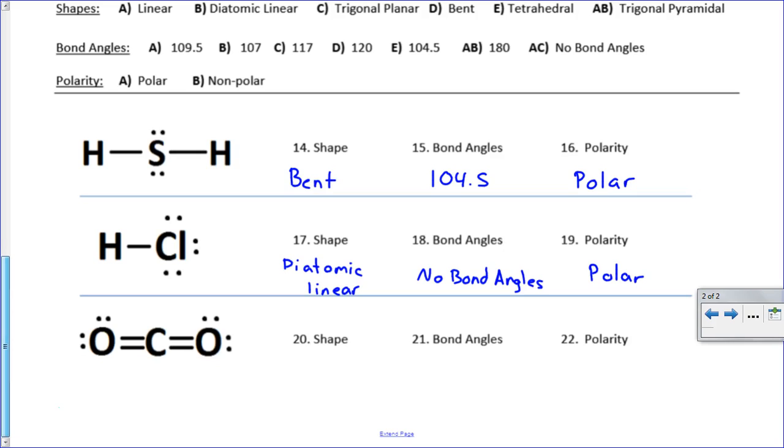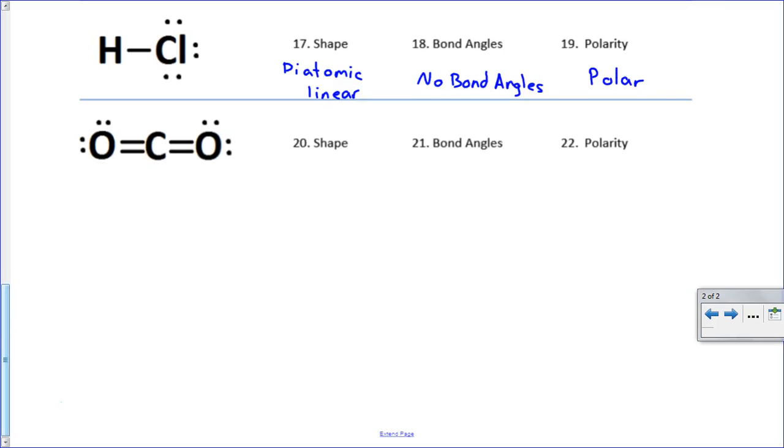CO2 here is linear. We know that because if you look at the carbon, since we're only looking at the central atom, count the electron domains: it has 2 domains on it. It's got a double bond on the left and a double bond on the right. None of those are electron pairs, so it's 2 total domains, 2 bonding domains, 0 electron pairs. So the shape there is linear. This one has bond angles of 180 degrees.